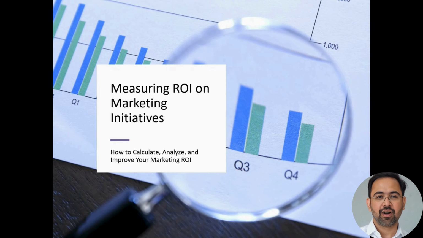Welcome to this session on measuring ROI in marketing. Understanding ROI is crucial for justifying budgets, optimizing campaigns, and improving overall business performance. Today, we'll cover key metrics, formulas, and real-world examples to help you measure and maximize ROI effectively.